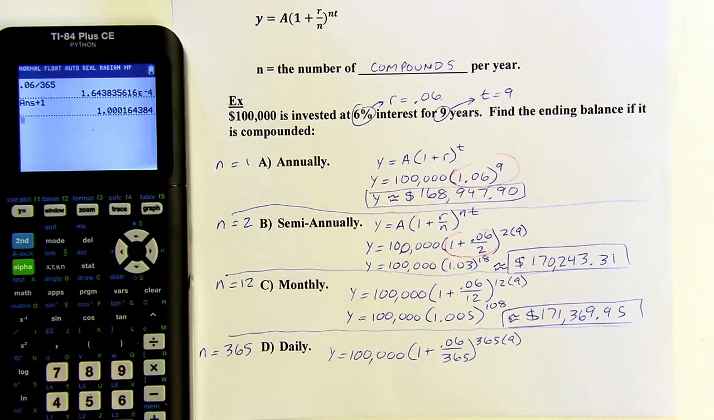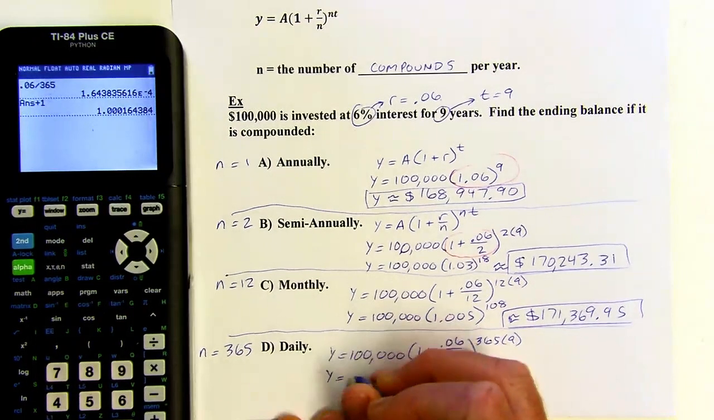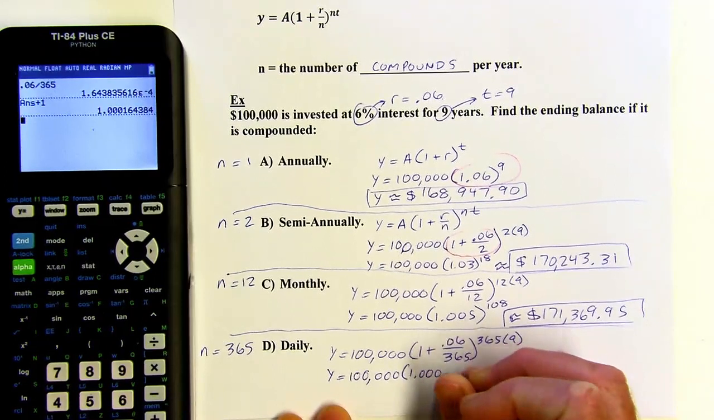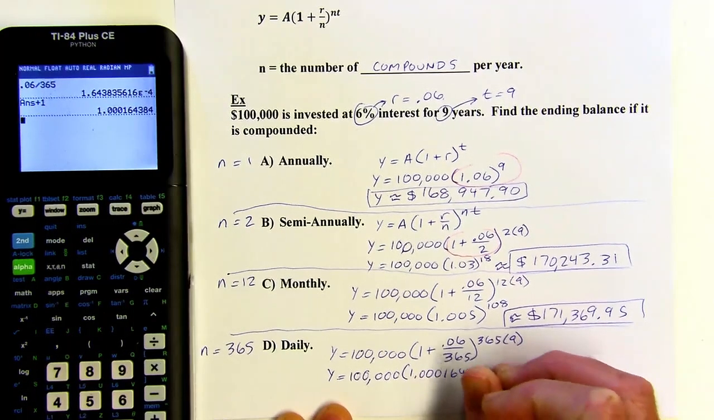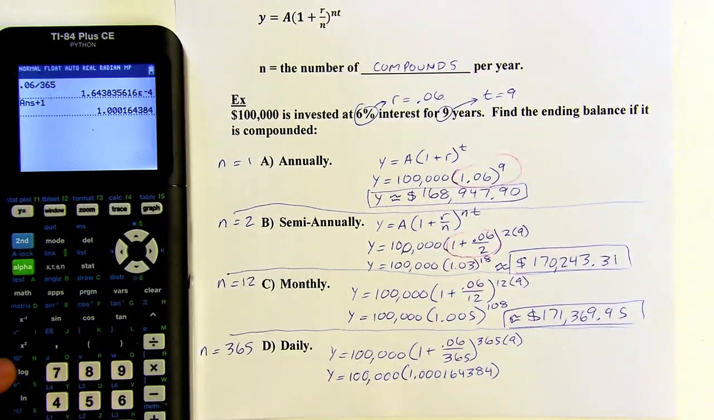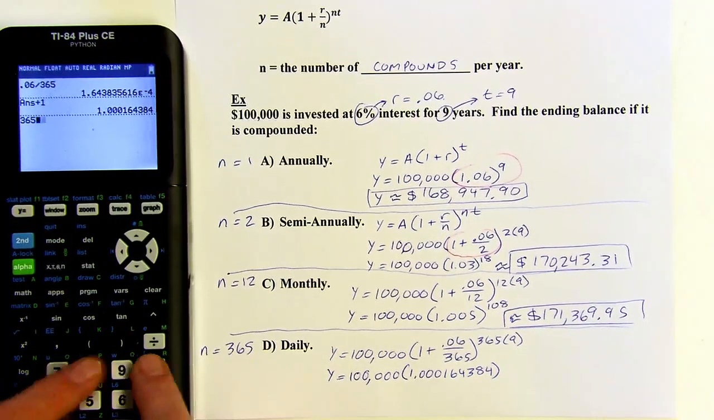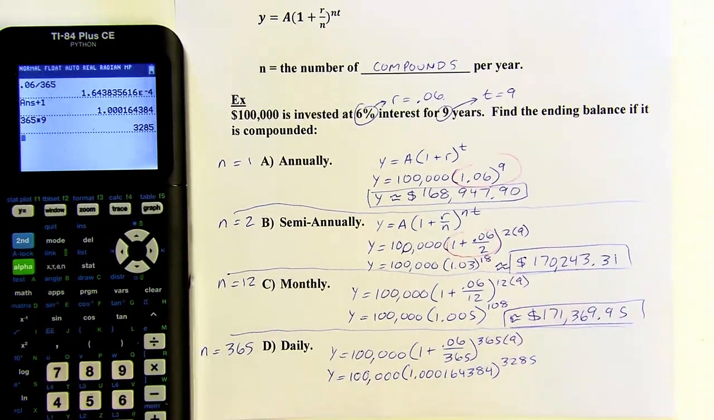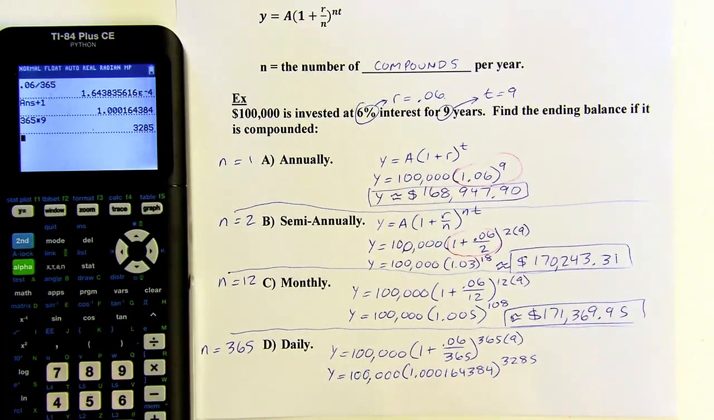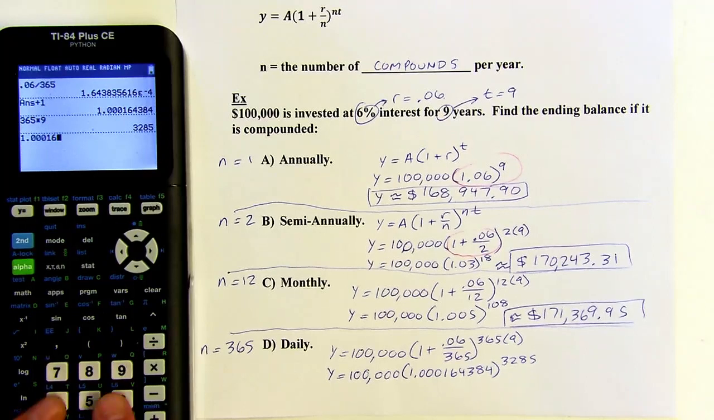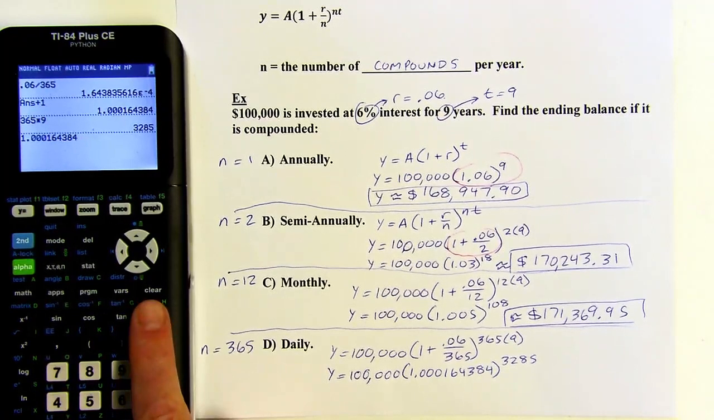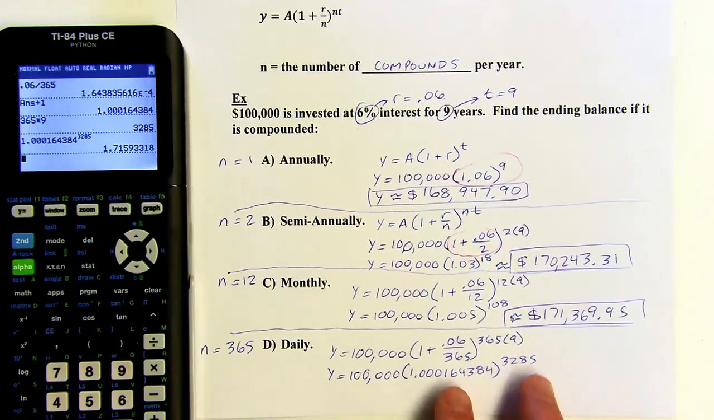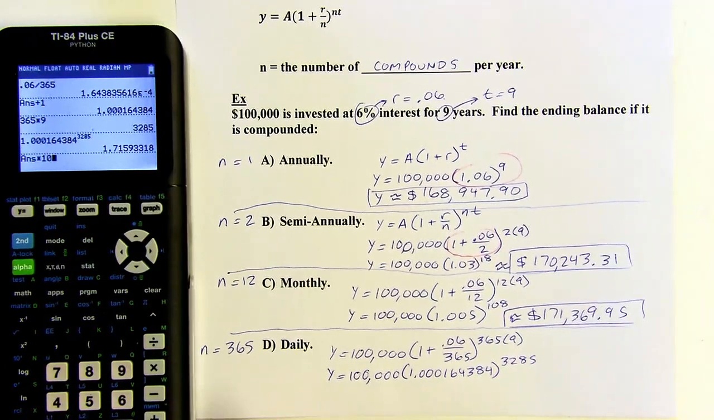Okay, and let's see, 100,000. Just write out this whole thing, and you want to try to avoid rounding as you go. And I'll take 365 times 9 to simplify the exponent. Okay, and now I'm ready to do the exponent. So I've got that long decimal. Got that decimal raised to the 3,285th. Okay, and then the last thing is to multiply by 100,000.